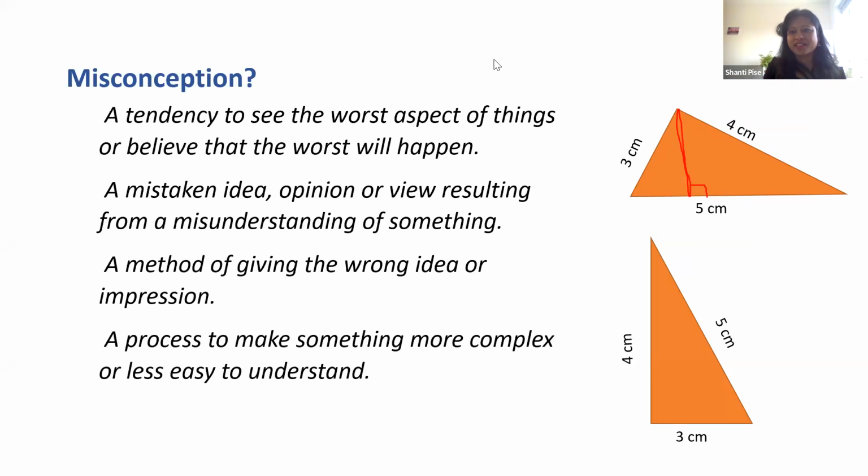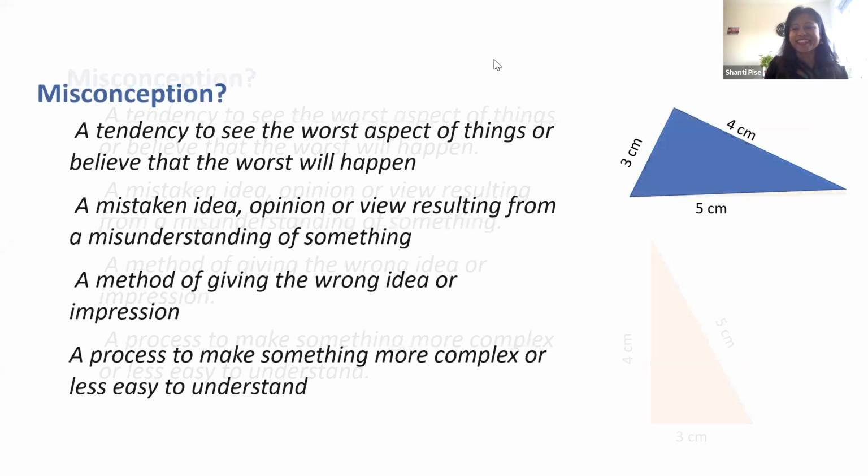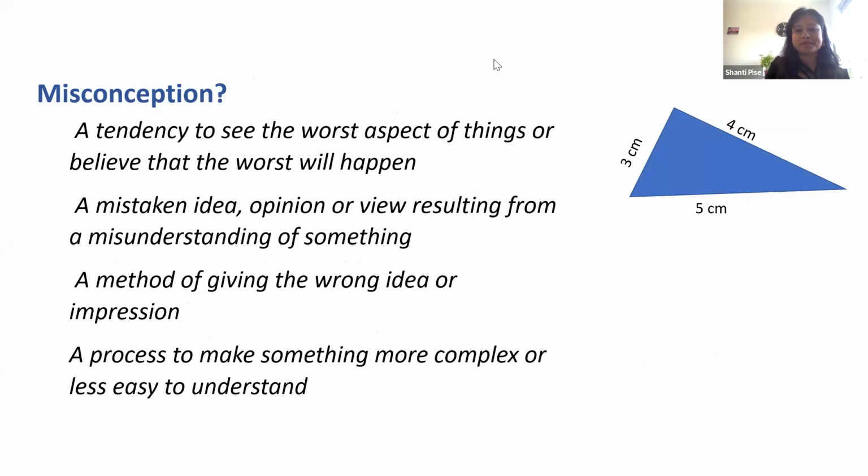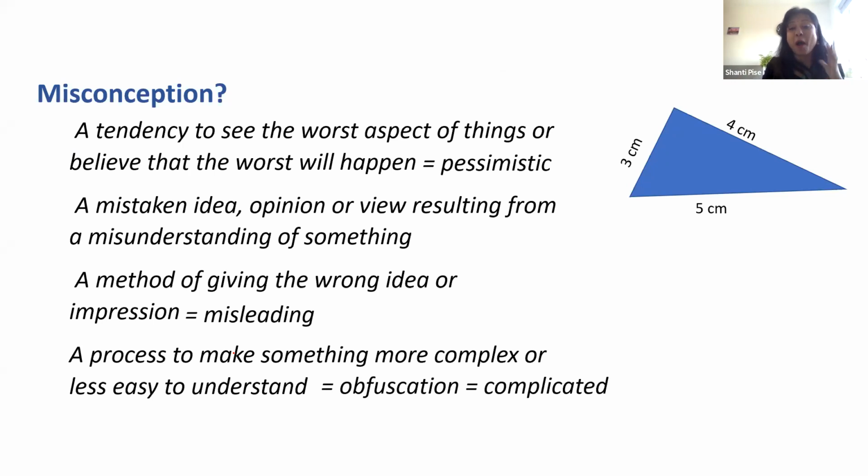Yes, this was there in the pre-test. So देखो आपको pre-test के साथ हम लोग ये भी दे रहे हैं. So what is misconception? Some of you have written as a tendency to see worse things happen or believe that the worst will happen. ये कब होता है? When is this tendency happening? When it is pessimistic, when you are pessimist. A method of giving wrong idea or impression is misleading, or a process to make something more complex or less easy to understand is complicated.